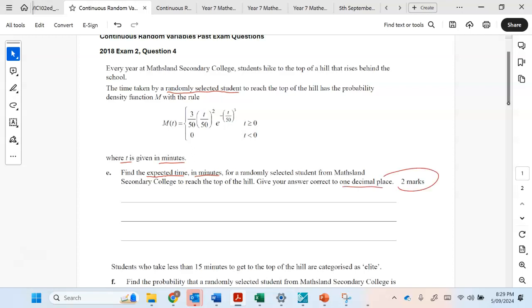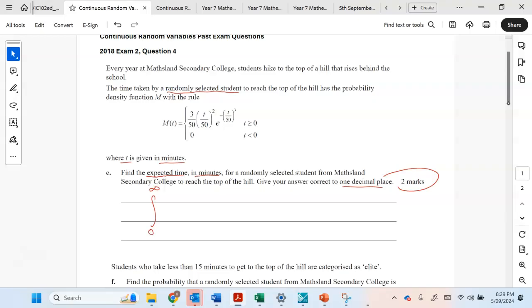Even though we can plug this straight into our calculator, we do have to set up a definite integral to show what we've done. Two marks, so we've got to show a little bit more than just an answer. So we're going to do the expected value. Remember, for your expected value, the values of t are from 0, and there's no upper limit there, so we're going to put infinity.